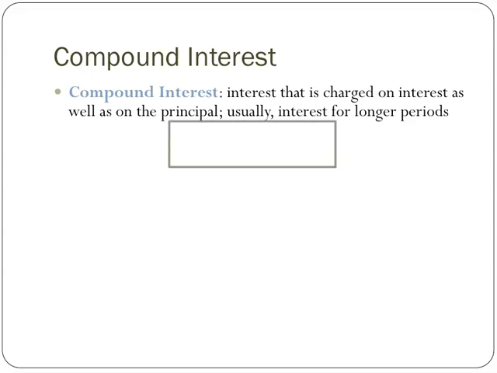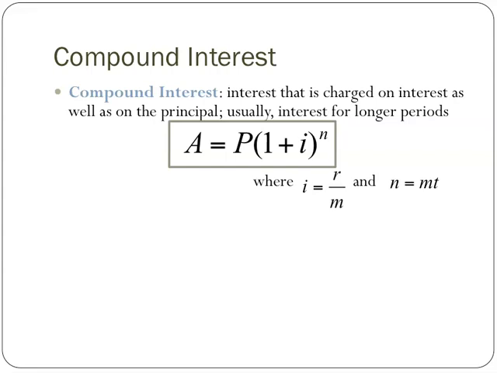Here's the formula. A equals P times (1 plus i) to the nth power. Now, what is i and what is n? So i is going to be r over m, and n is going to equal m times t. Now we're going to go over what everything represents here, and then we'll talk about i and n.